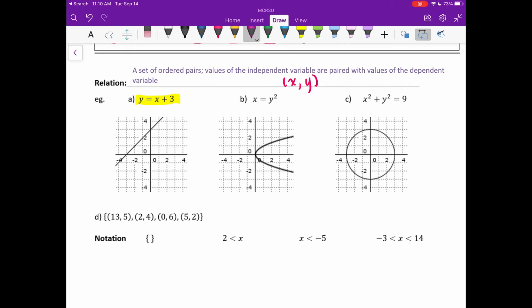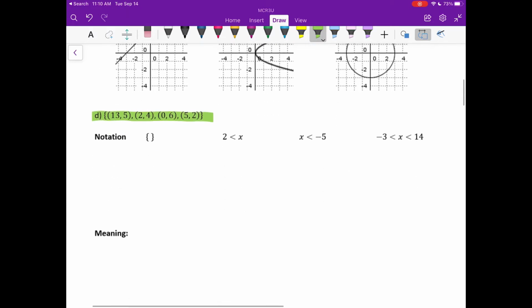A relation can also be denoted as an ordered pair, which is what we have at the bottom here with 1, 3, 5, 2, 4, 0, 6, 5. Those are also ordered pairs, also a way to interpret a notation. When we talk about math, we have a lot of notations, which is just our way of saying these are our vocabulary. These are the words that we use when we explain math.